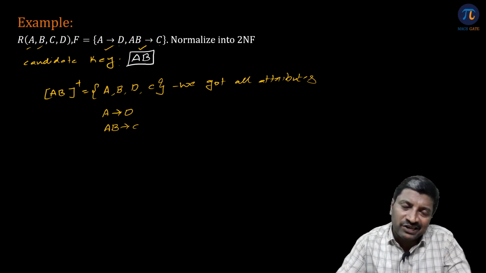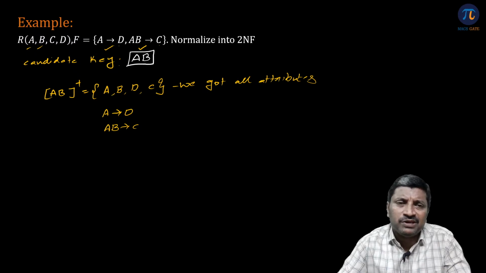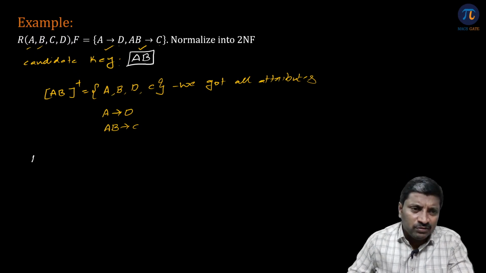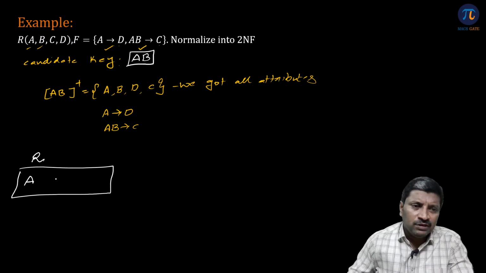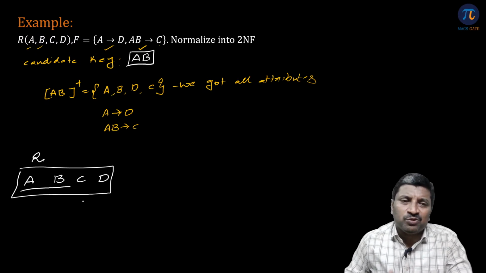It will be in second normal form, because whenever I have only one attribute in the candidate key, I am fully dependent on it. There is no chance of partial dependency, right? So in this example, the relation R is A, B, C, D. This is my candidate key, one and only candidate key. So let us assume it is our primary key.